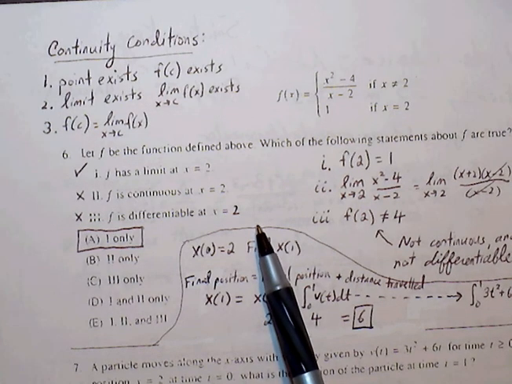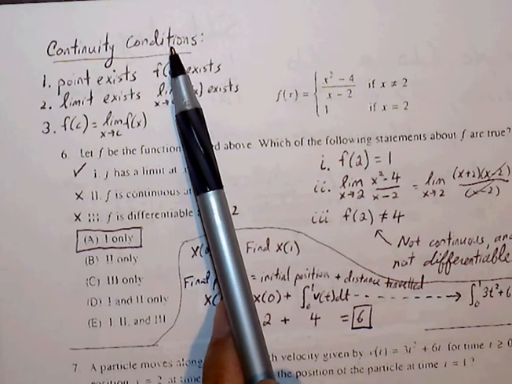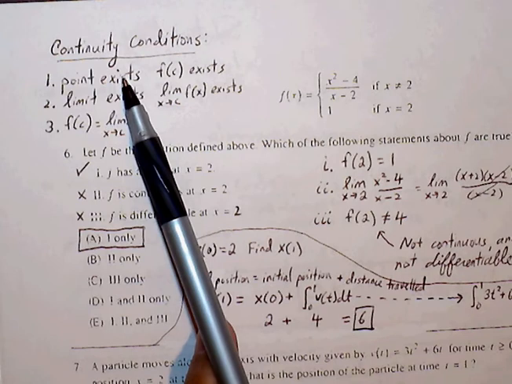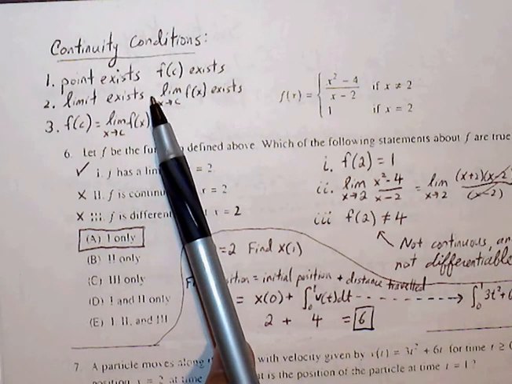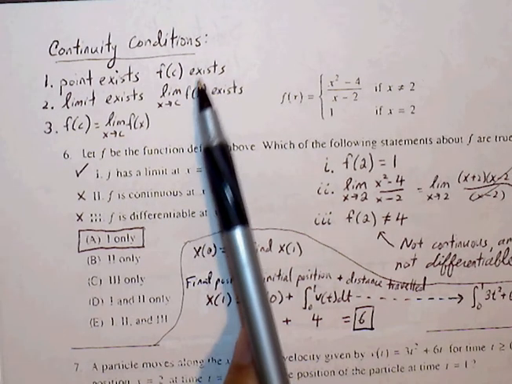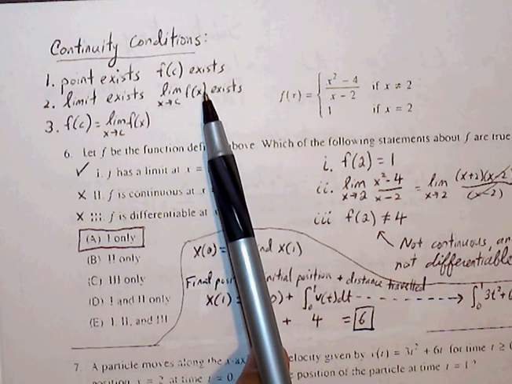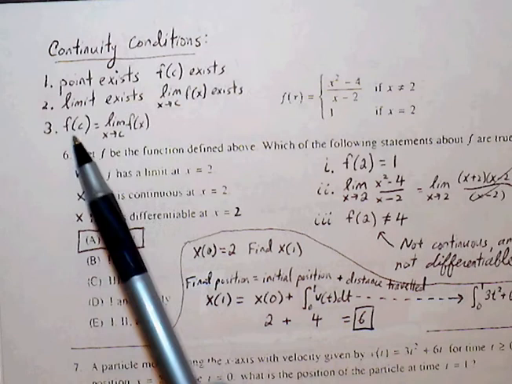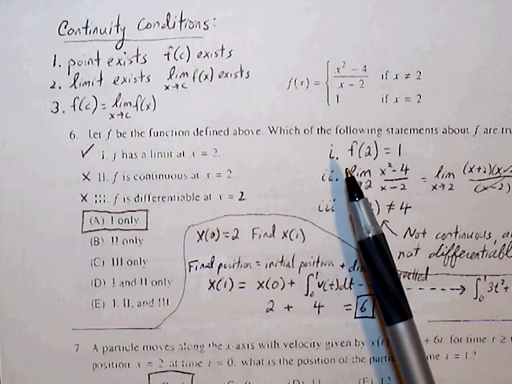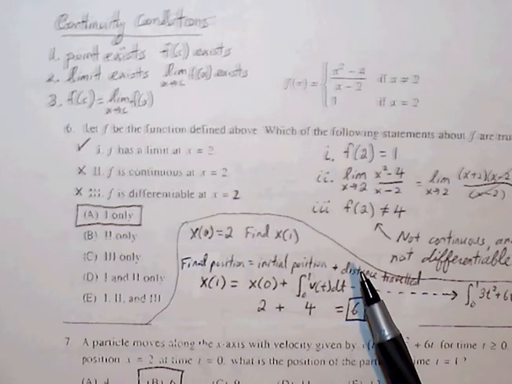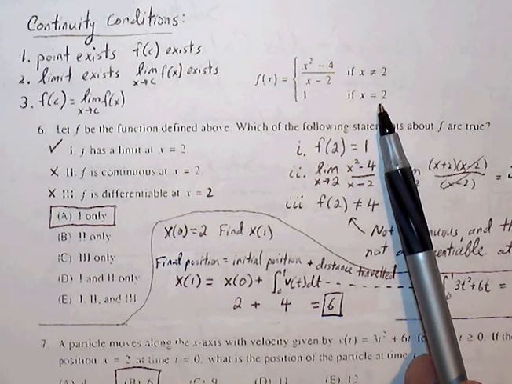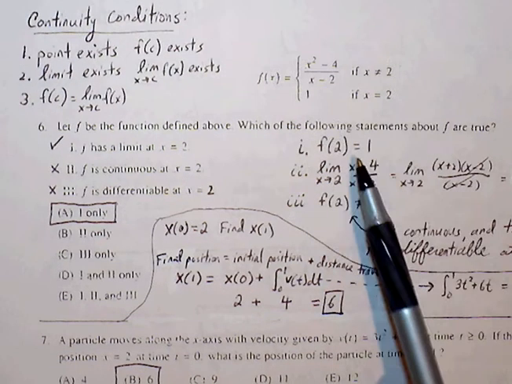So let's go through and talk about continuity conditions. The continuity condition says that the point needs to exist first, and if the point exists, then we can check to see does the limit exist, and if the limit exists, then we can compare 1 and 2. Do 1 and 2 give us the same y value? If they do, then we know that the graph is going to be continuous. So let's go through our conditions here. We can find the ordered pair. So does f of 2 exist? f of 2 is 1, so we see the point exists.